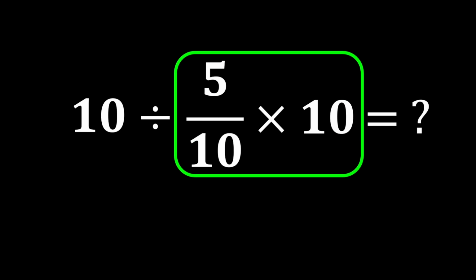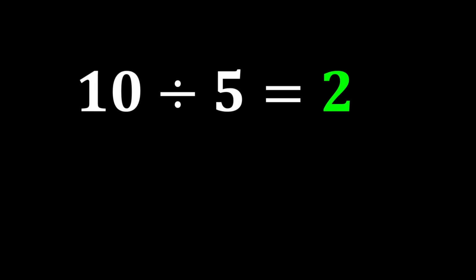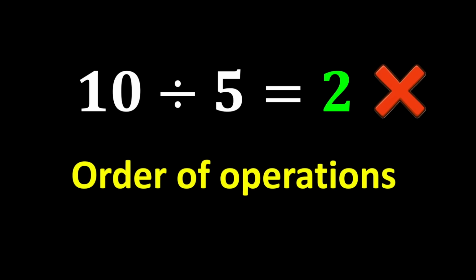First, we perform this multiplication, 5 over 10 multiplied by 10. The 10s simplify with each other, and only 5 remains. At the end, 10 divided by 5 gives us 2, and our final answer is 2. But this answer is not correct because we did not follow one of the most important rules of mathematics. This rule is called the order of operations.